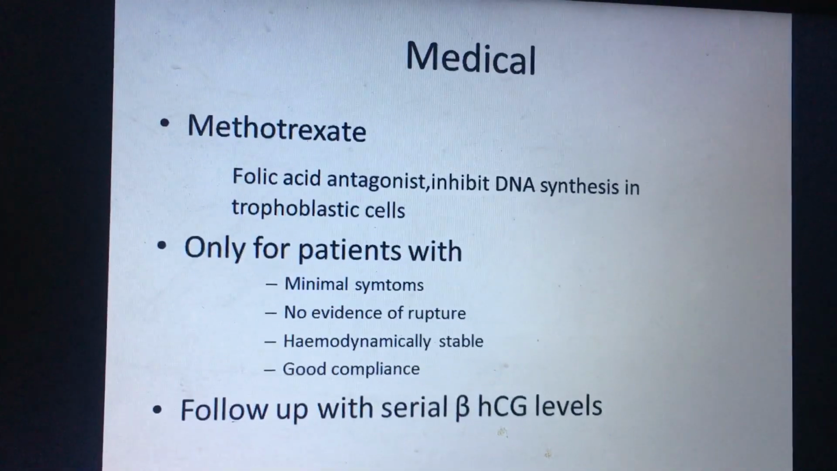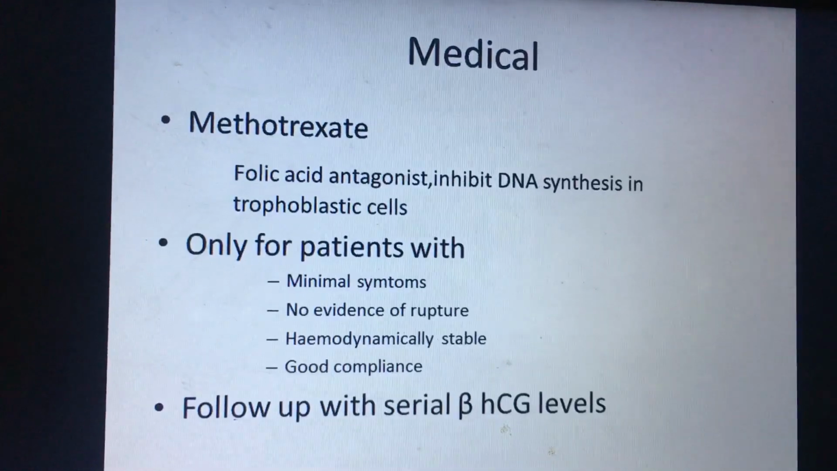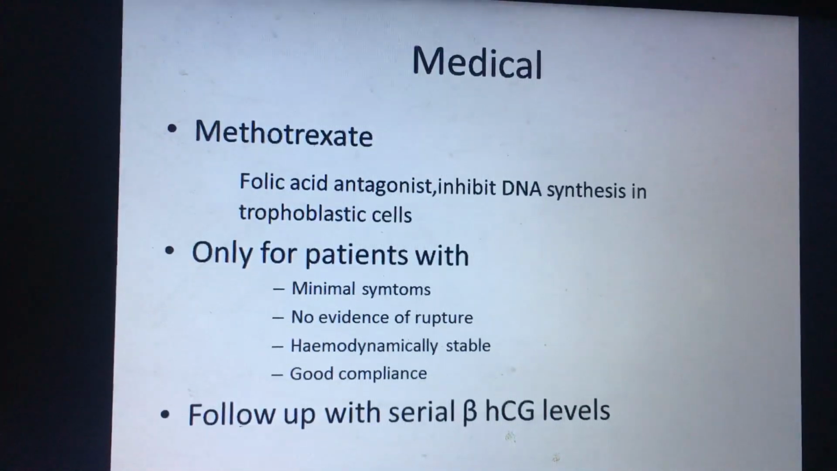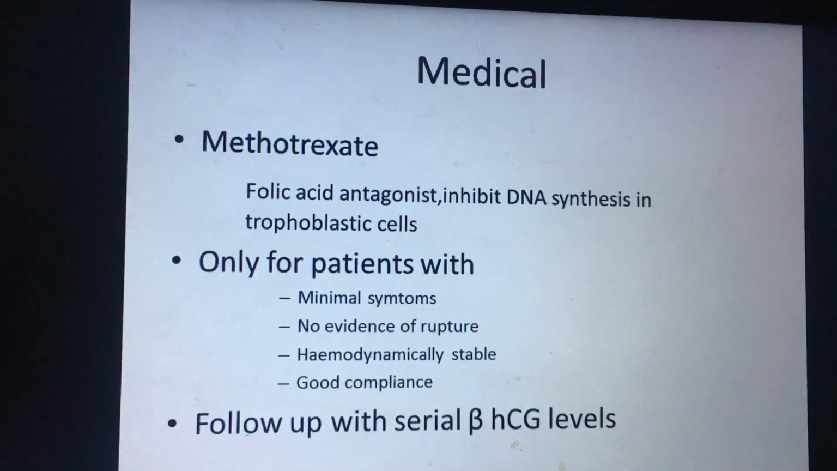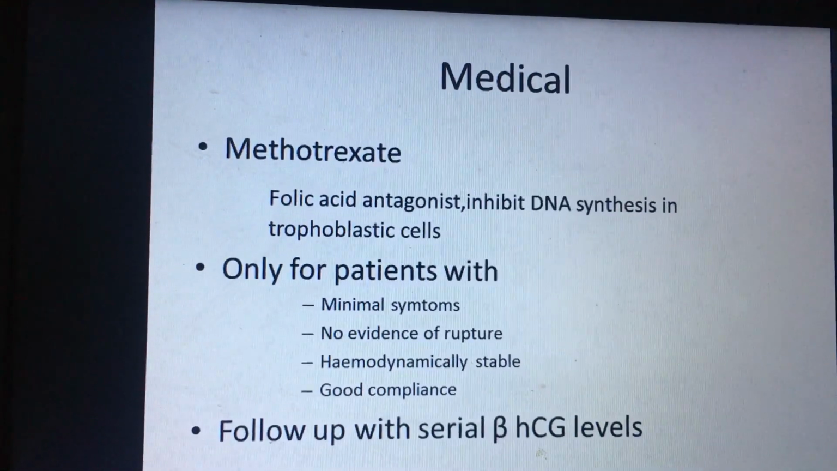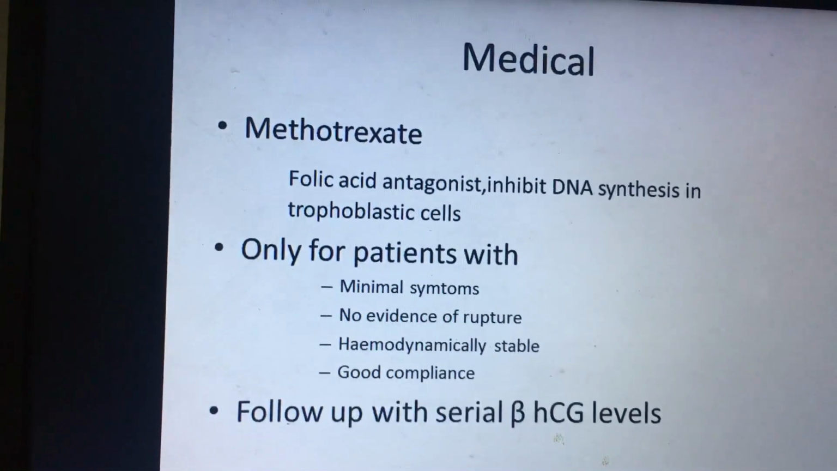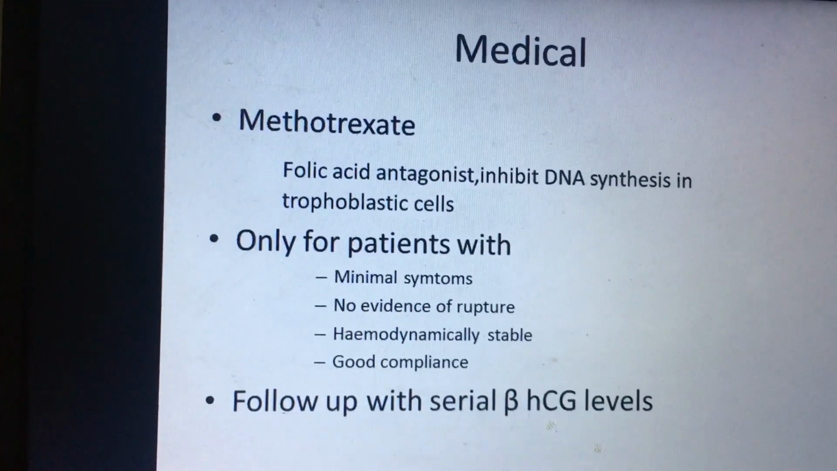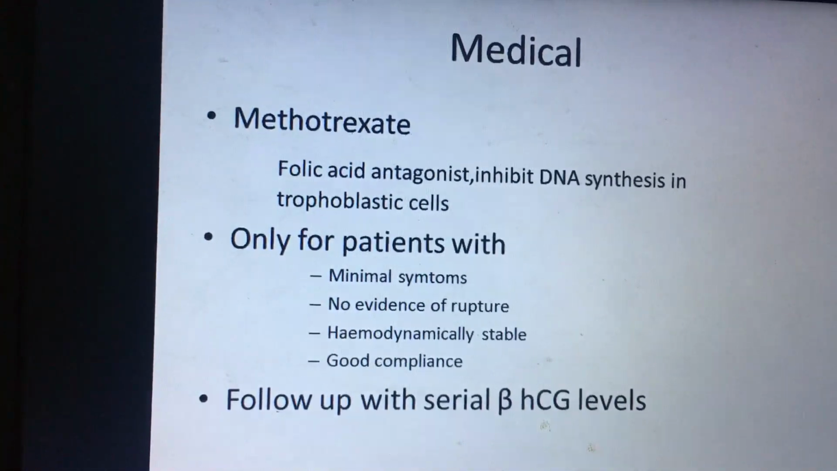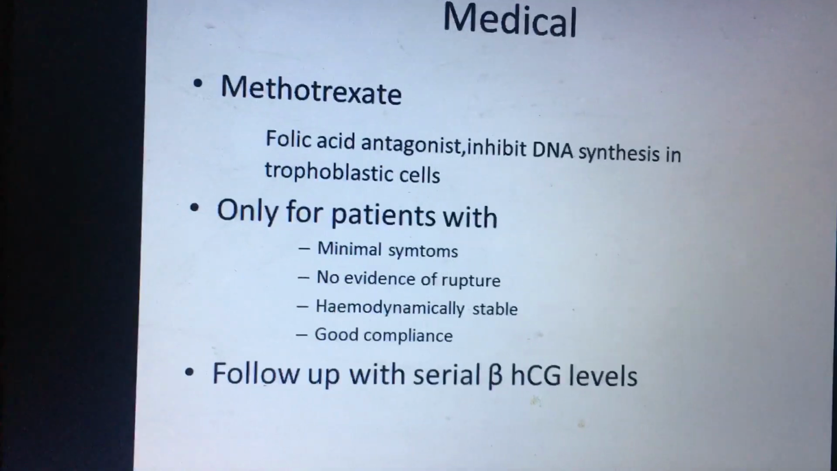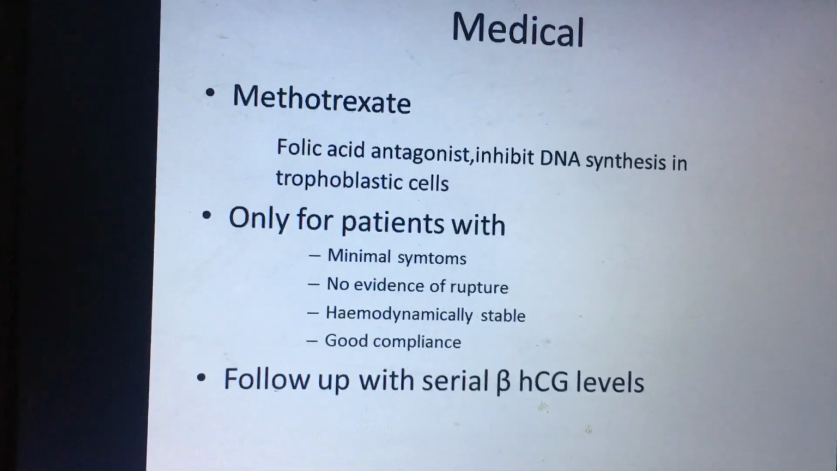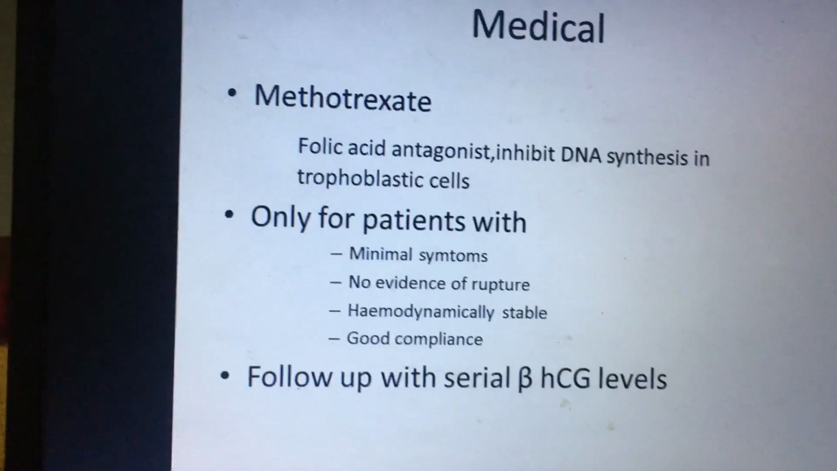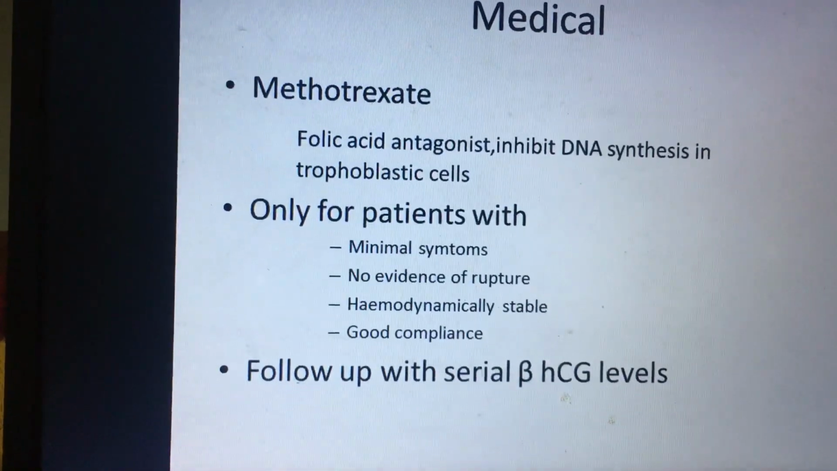For medical management, you can use methotrexate, which is a folic acid antagonist that inhibits DNA synthesis in trophoblastic cells, and this is only for patients with minimal symptoms, if there's no evidence of rupture, and patients who are hemodynamically stable, as I suggested earlier, and patients with good compliance. You have to follow up with serial beta HCG levels.